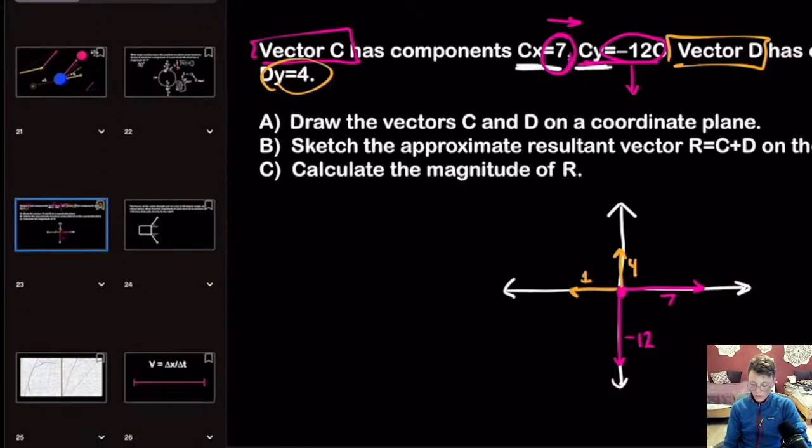So if I do this for the yellow one, we're just going to use the same tip to tail method that we would do before. So this was up 4, over 1.